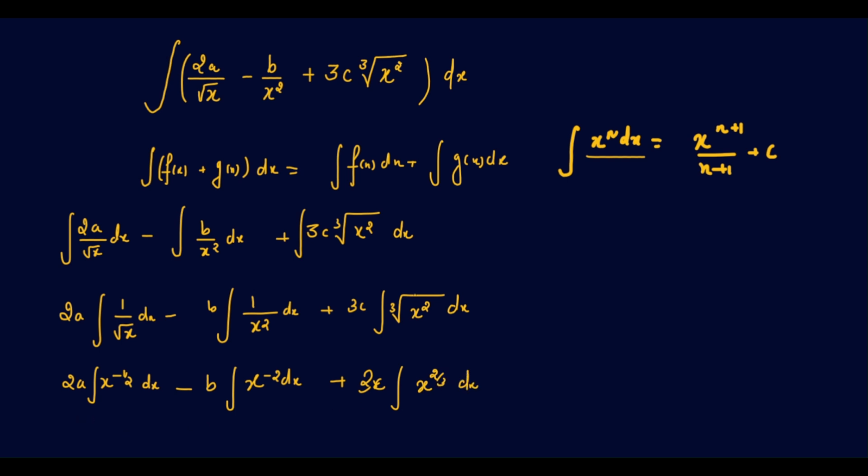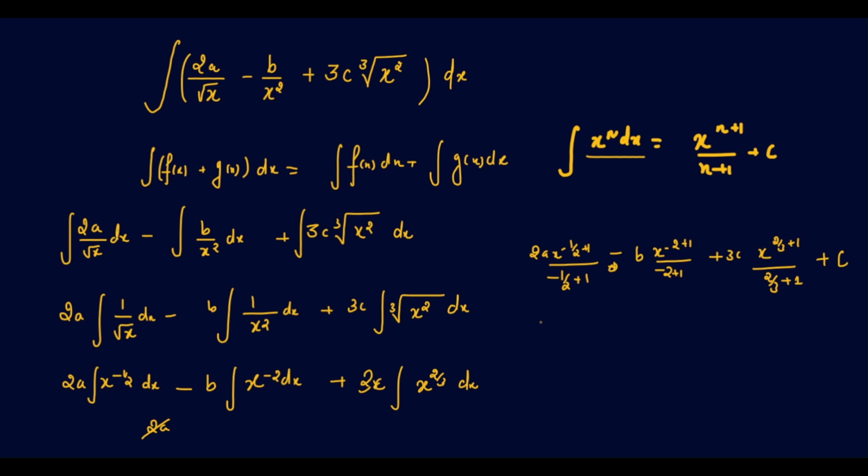Now let's use the formula. Here you will write the answer as 2a x to the power minus 1 by 2 plus 1, and then minus 1 by 2 plus 1, minus, you will get x to the power minus 2 plus 1 and minus 2 plus 1. And here you will write 3c x to the power 2 by 3 plus 1 and 2 by 3 plus 1. And since it is an indefinite integration, we will use a constant value.